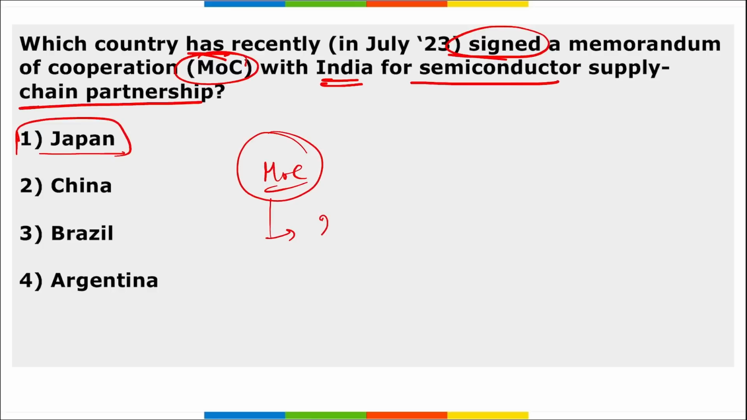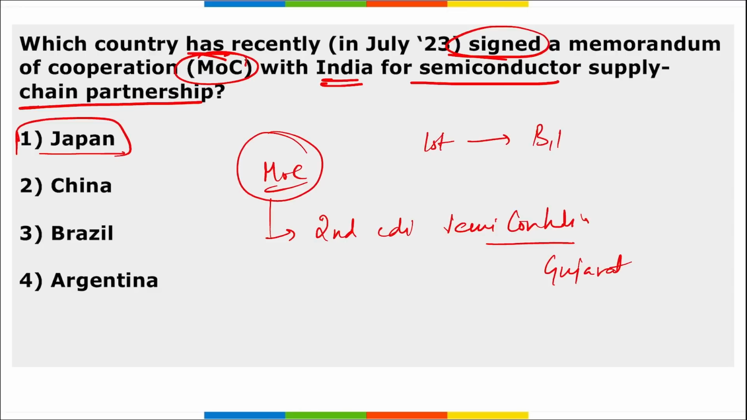As you remember, recently the second edition of Semicon India was held, and where was this held? It was in Gujarat. And where was the first ever edition held? It was held in Bangalore, Karnataka.